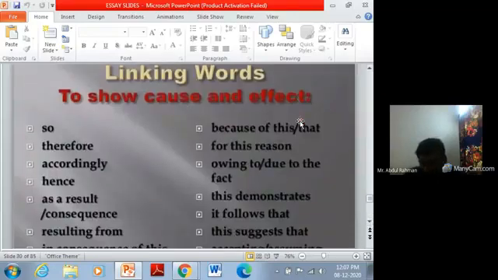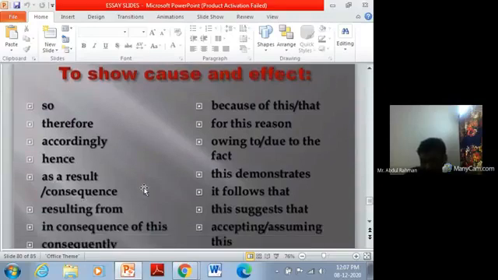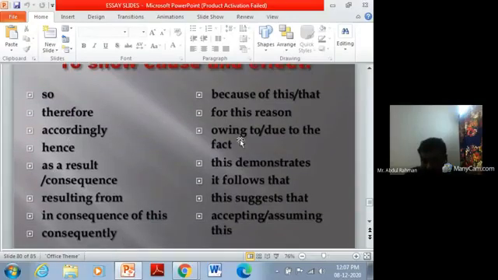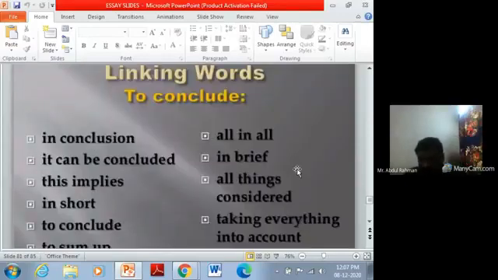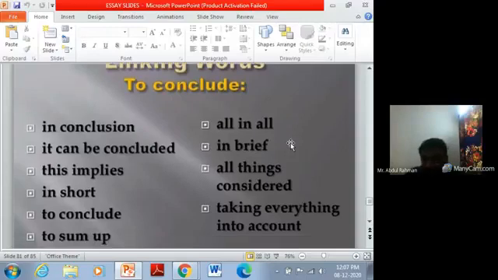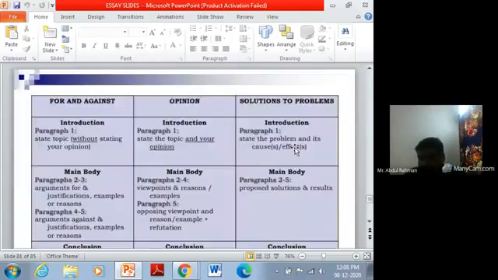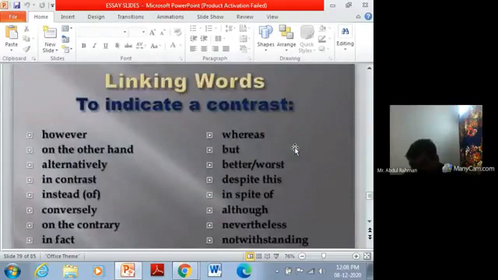To show cause and effect: so, therefore, accordingly, hence, as a result, consequences resulting from, in consequence of this, consequently, because of this, for this reason, owing to, due to the fact, this demonstrates, it follows that, this is just that, accepting, assuming this. Words to conclude: in conclusion, it can be concluded, this implies, in short, to conclude, to sum up, all in all, in brief, all things considered, taking everything into account. These are the phrases that we can use for various functions.